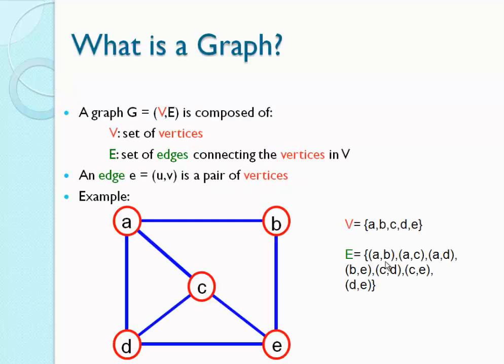What is a graph? A graph G = (V, E) is composed of V, a set of vertices, and E, a set of edges connecting the vertices in V. An edge e = (u, v) is a pair of vertices. Example, consider this graph. It has vertices A, B, C, D and E. It has the edges AB, AC, AD, BE, CD, CE and DE.